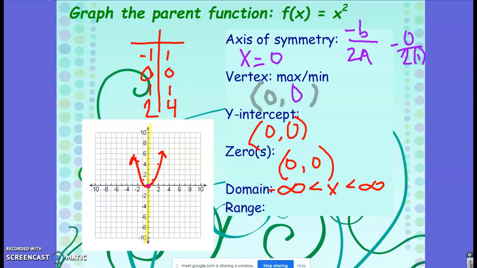And then our range, can our graph go below the vertex? No, it cannot. So it's any value above the vertex. So we're going to say y is greater than or equal to 0. And one thing I left off at the vertex, the min-max, you always have to decide if it's the minimum value or the maximum value. So if your graph cannot go any lower than this value, then you have the minimum value. I apologize, I left that off.